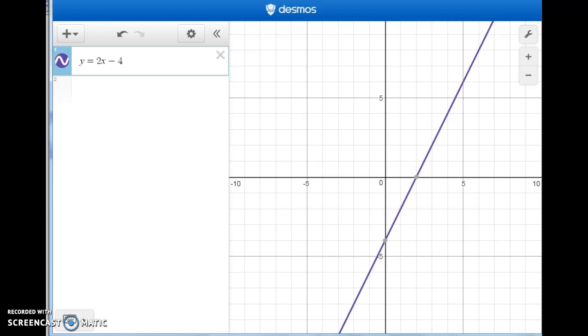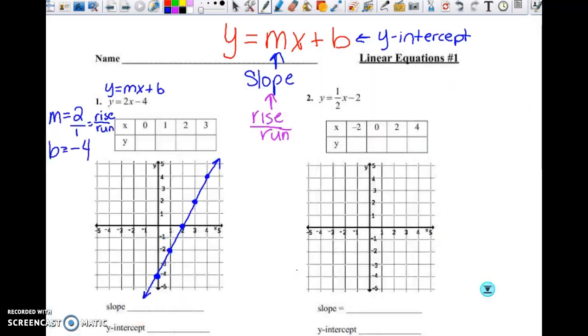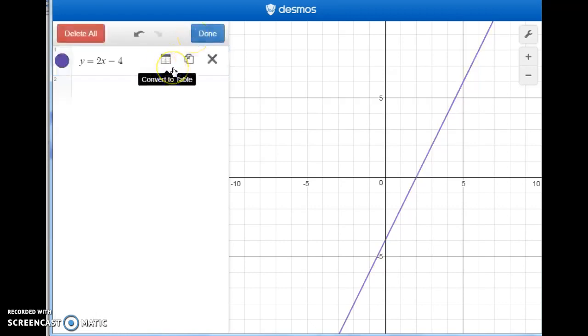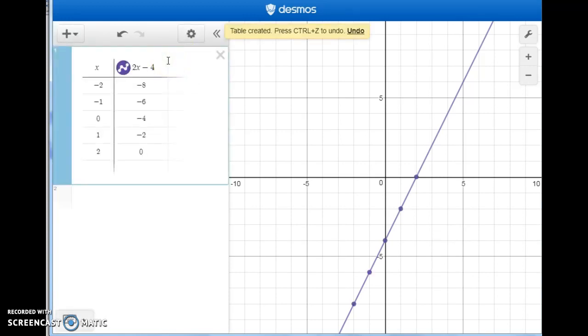However, now we need to fill in the table. So how do you find the table on Desmos? Once you type in your equation, there's this little settings wheel. Click on it. It's going to pull up these 2 options. Right here it says convert to table. It even looks like a table. Let's click on it. Out comes your table.